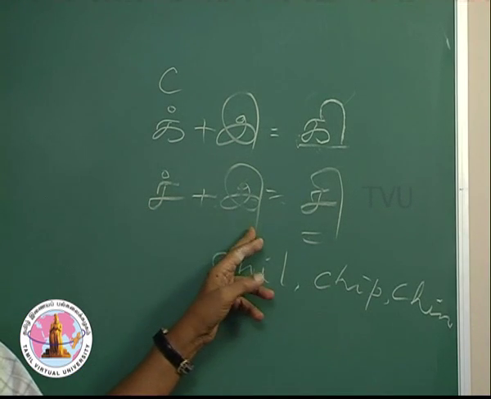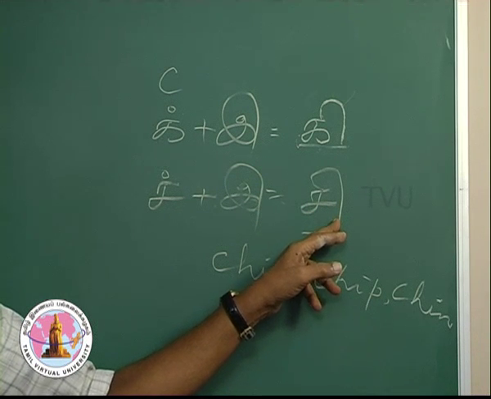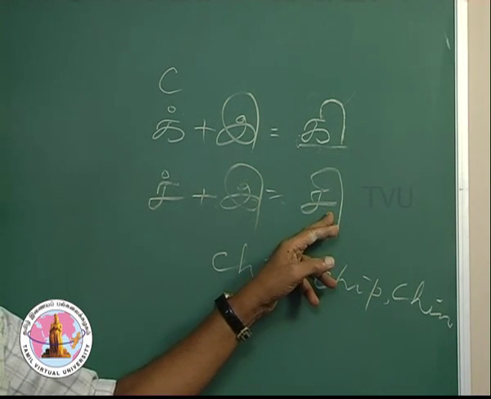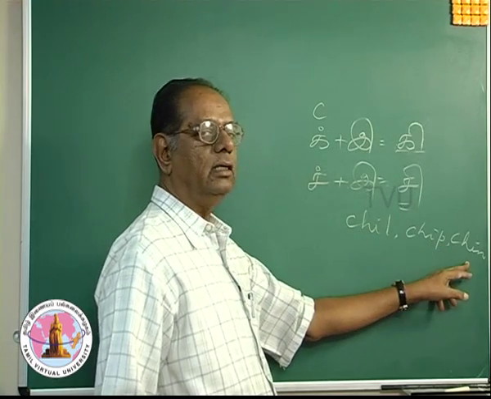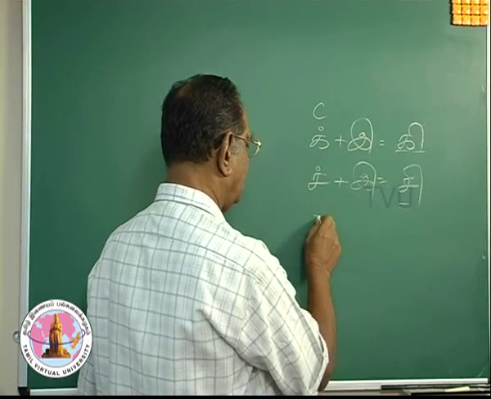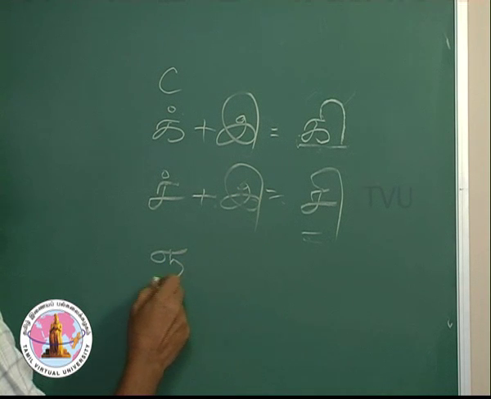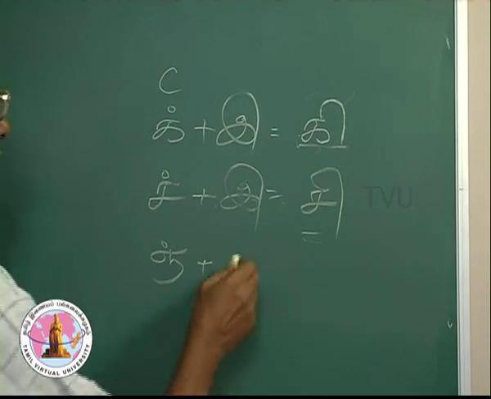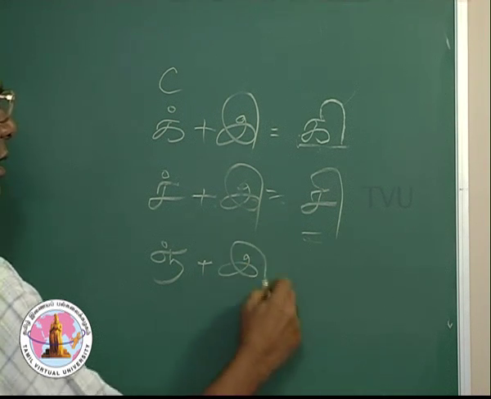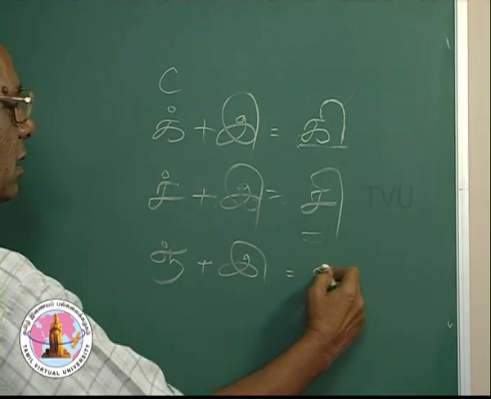Chi is pronounced as in the English words chill, chip and chin. The next letter in the list is the nasal ing, plus e, it is ni.